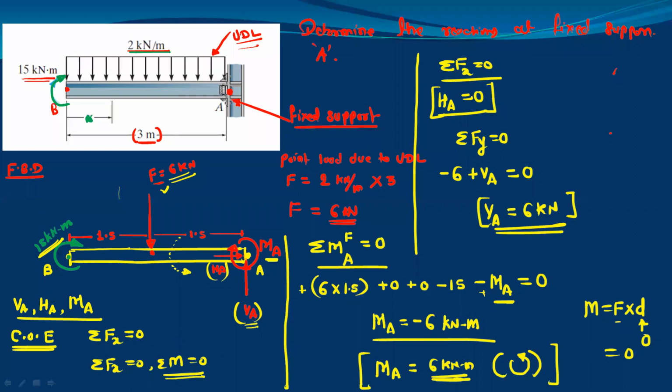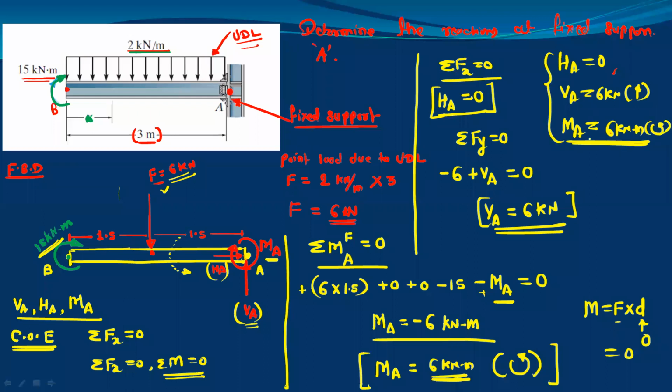Okay, so these are the three reactions: HA is 0, VA is 6 kilonewton in the positive y direction, and the moment MA is equal to 6 kilonewton meter, anti-clockwise. So these are the reactions at the fixed support point A.